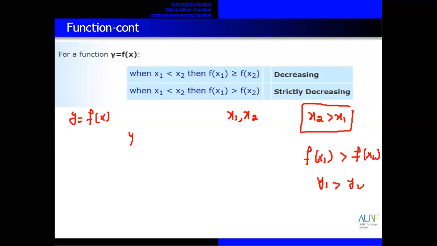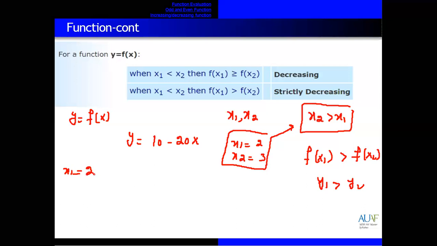We have an example: y is equal to 10 minus 20x. We select two numbers. x1 is, let's suppose, 2 and x2 is, let's suppose, 3. And you know that 3 is greater than 2, x2 is greater than x1. First one, x1 is equal to 2. So y1 is equal to 10 minus 20 multiplied with 2, 10 minus 40, and 10 minus 40 equal to minus 30.